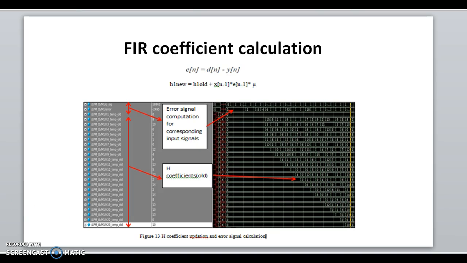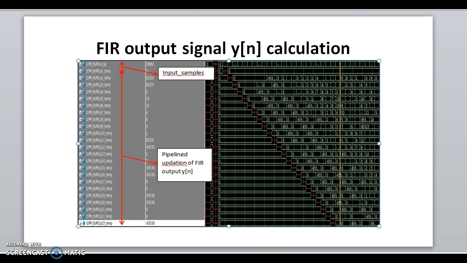After computation of the H value, the Y value is also computed. Here these are the input signals, input samples, and the corresponding Y values at every data cycle are computed and added at the end. So we are getting the first output at the end of the 26th clock cycle.